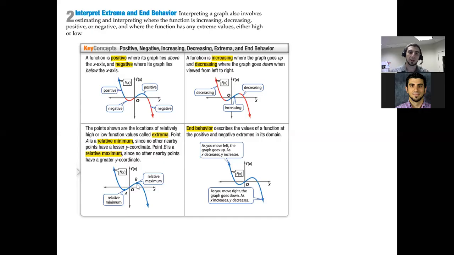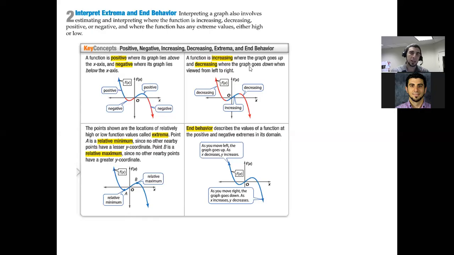Like this relative maximum right here is a peak, but it's not the highest point because the graph continues to go up over here, okay? So relative to the points around it, it's a high point. Okay, so point A is a relative minimum since no other nearby point has a smaller y-coordinate, it's a valley. Point B is a relative maximum because no other nearby point around it has a greater y-coordinate, it's a high point.